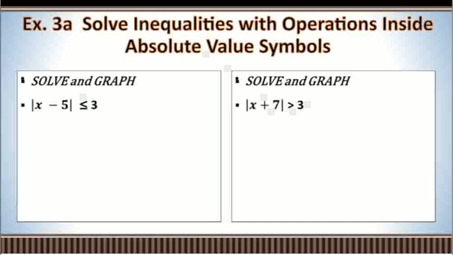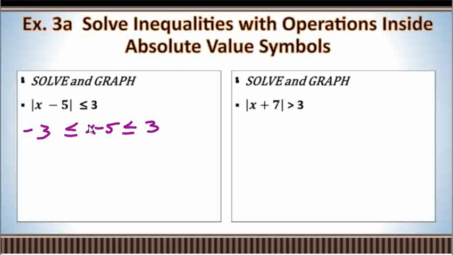Example 3, solving inequalities with operations inside the absolute value symbol. So when we take this out of the absolute value, since it's less than or equal to, I know it's a conjunction, so I have x minus 5 has to be less than or equal to 3 to the one side, or greater than or equal to a negative 3 on the other side.